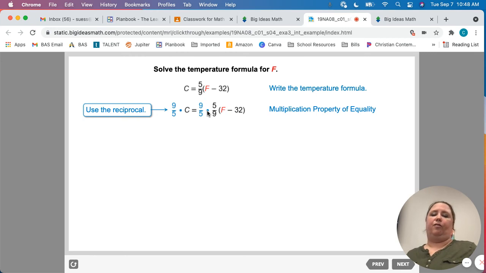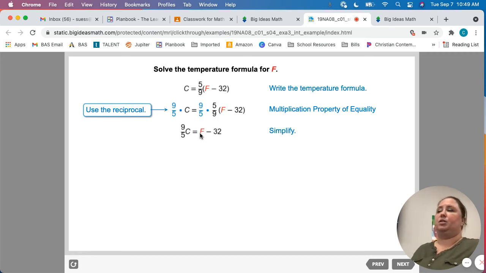So flip it and multiply means these cancel. And I'm left with 9/5 times C, because we multiplied after we flipped it on the left. And then I can drop the parentheses, can't I? Because I got rid of the 5/9 that was in front of it. So then I'm just left with F minus 32.